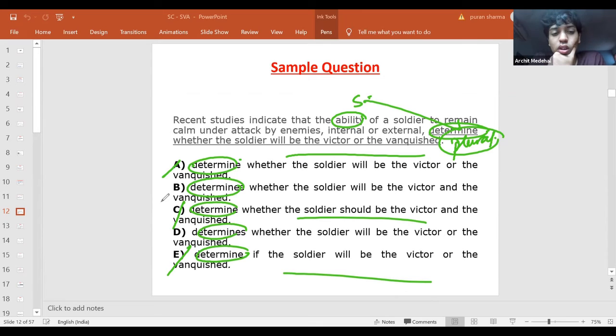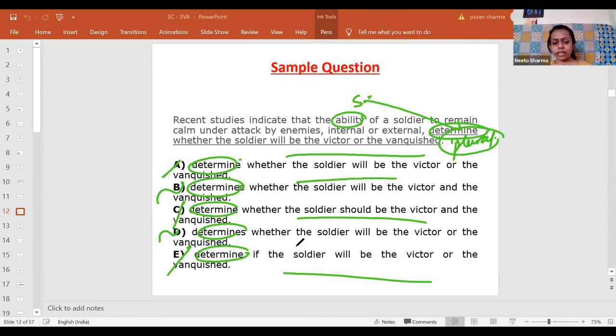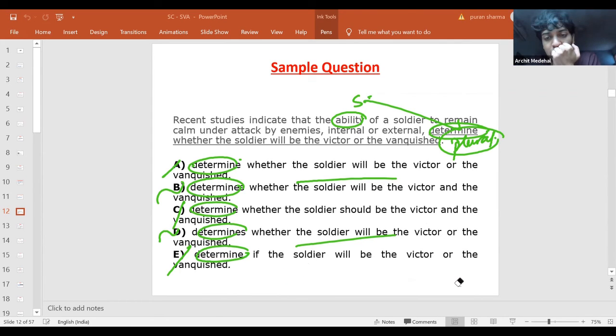So since we have already eliminated C and E, and A, we are only going to focus on B and D. Now we'll read these two horizontally. That's it. We'll forget about the rest. Now focus on what else is changing in the sentence. We have "and the" and "or the" changing.